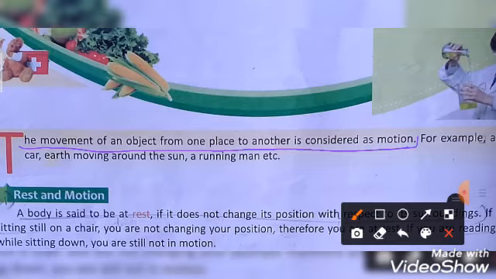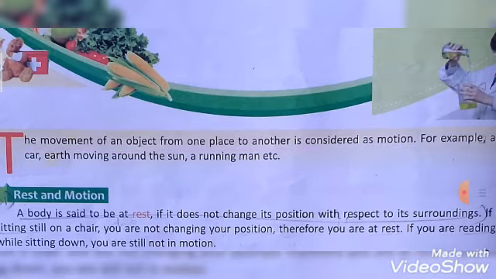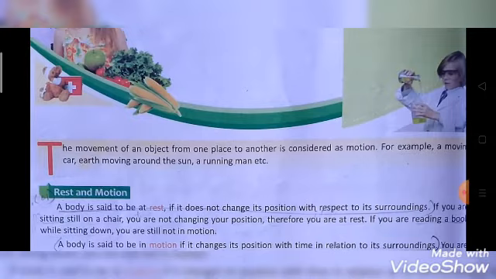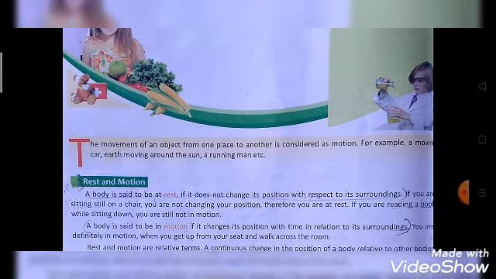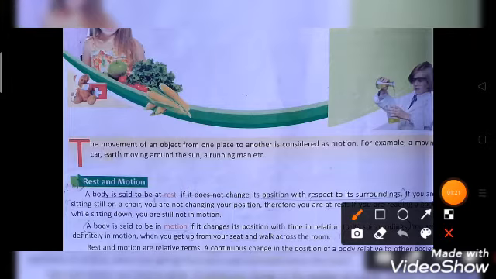We can see some examples here. Examples of motion: a moving car, the Earth moving around the sun, a running man. So when we run, we are in motion. A moving car is also in motion. These are some of the examples of motion.